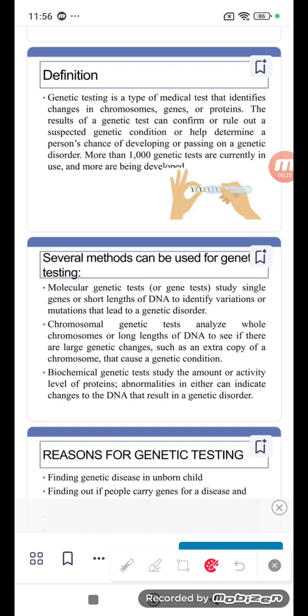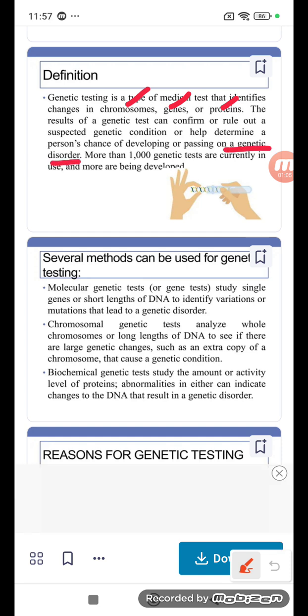Just check the definition related to genetic testing. Genetic testing is a type of medical test that identifies changes in chromosomes, genes, and proteins. Why go with this test? Identification of any changes, normal characters or abnormal characters, whatever it may be, in the chromosomes, genes, or proteins. The result of a genetic test confirms or rules out a specific genetic condition, or helps to determine a person's chance of developing or passing on genetic disorders, simply to estimate the genetic disorders.